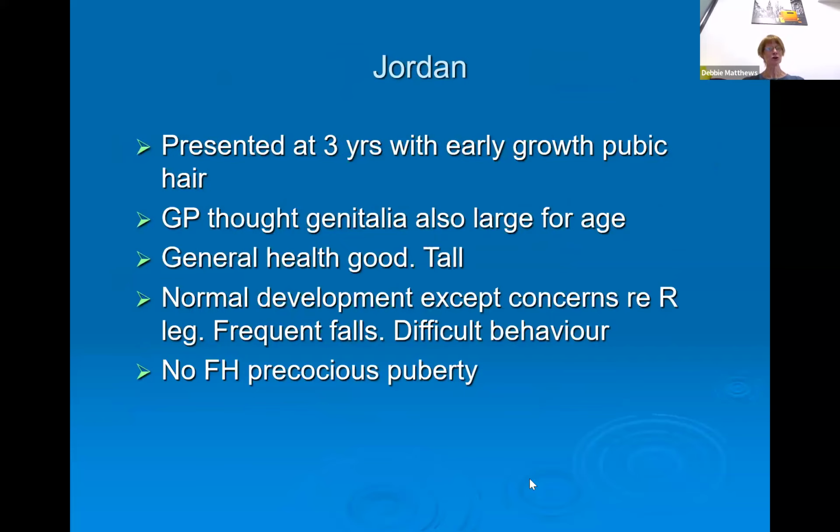So a case now, Jordan, a boy who presented at the age of 3 with the early growth of pubic hair. His primary care physician thought his genitalia also looked large for his age, but his general health was good, although he was quite tall. He'd had normal development, except there'd been some concerns regarding his right leg, and at the age of 3, he was still falling very frequently, and he had rather difficult behaviour. There was no family history of precocious puberty.